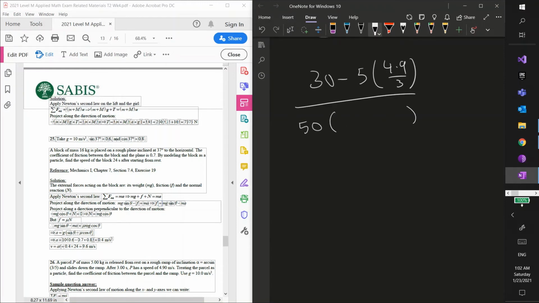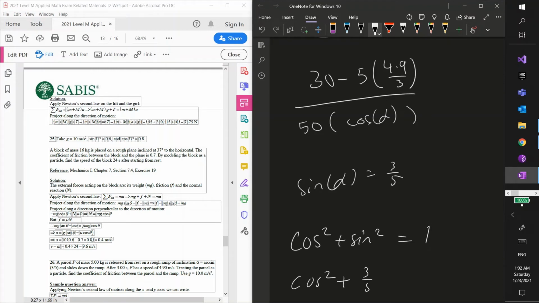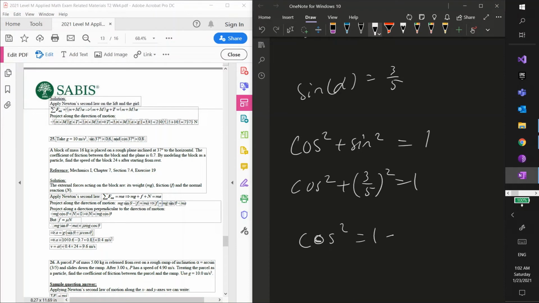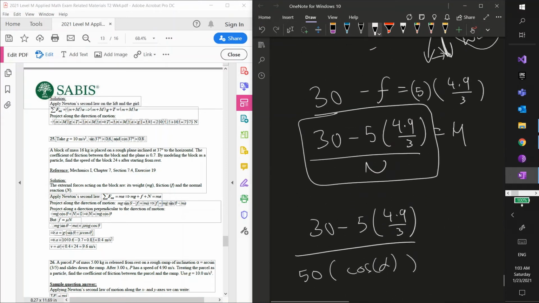What's cosine? Well, we have to find cosine alpha now. We know that sine alpha is equivalent to 3 over 5. We can simply find cosine because cosine squared plus sine squared equals 1. So cosine squared plus 3 over 5 squared equals 1. Let's find cosine. So cosine squared is equal to 1 minus 3 over 5 all squared. Take the square root. You get 4 over 5. Cosine is 4 over 5.